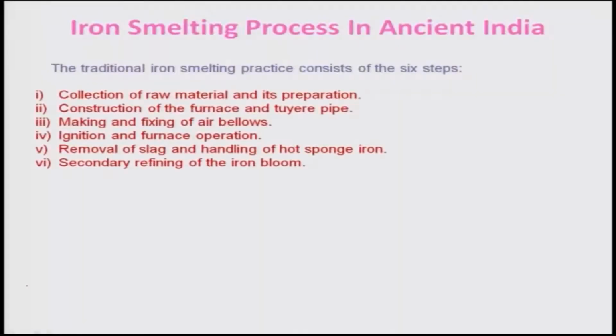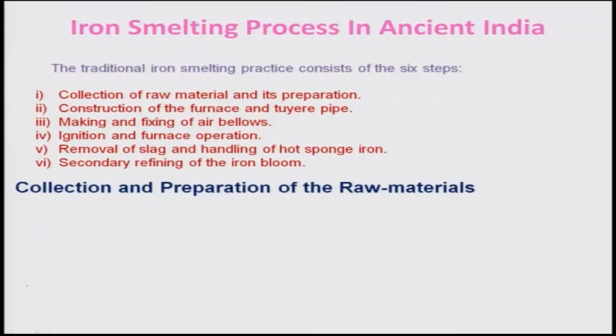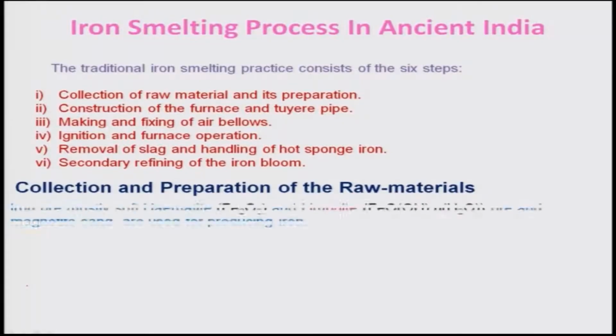The traditional iron smelting practice consists of 6 steps. First is, of course, one has to collect the raw materials and prepare them properly. Construction of the furnace and tuyere pipe is also very important, and one has to make and fix air bellows properly, followed by ignition and furnace operation, removal of slag, and handling of hot sponge iron. Secondary refining of the iron bloom is another process one has to use. Collection and preparation of raw materials is very important, and let us see how ancient people were doing it.